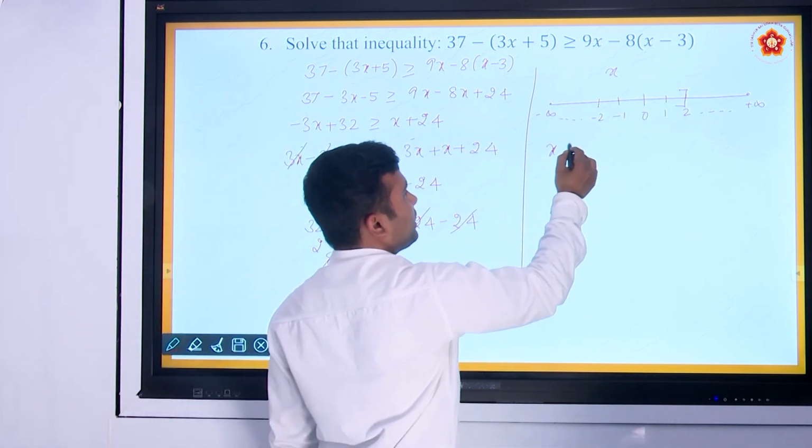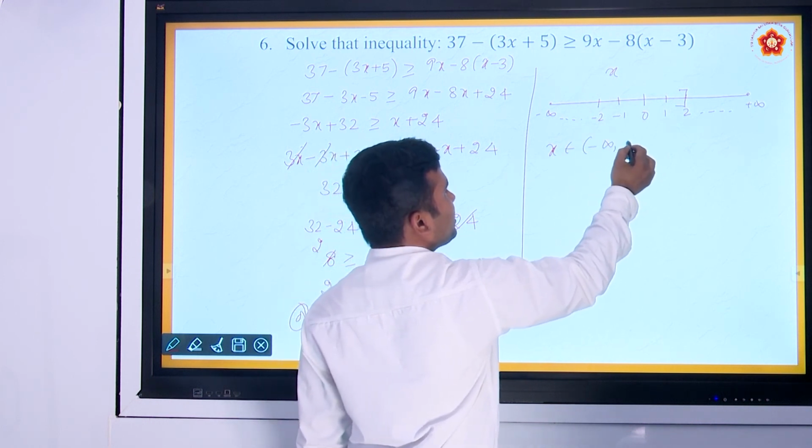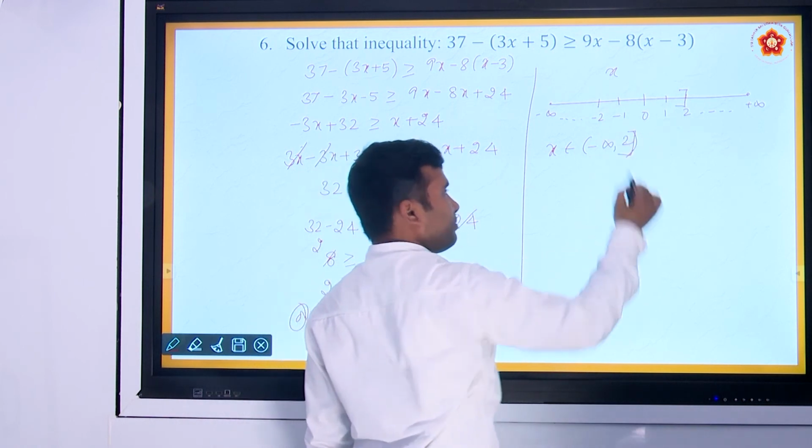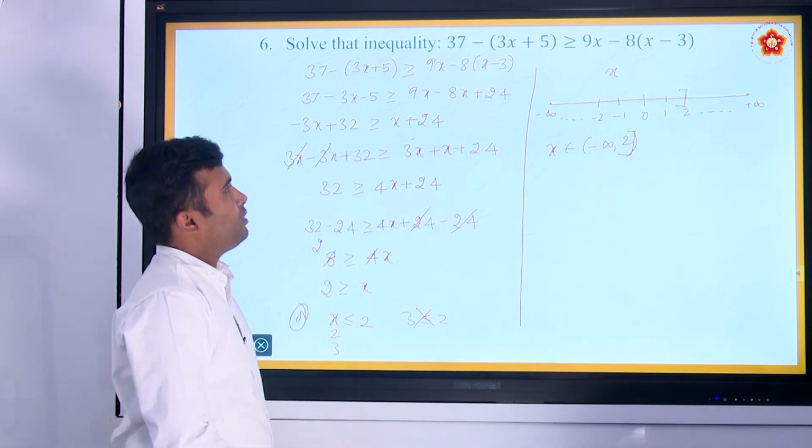Therefore, I can write x belongs to the interval minus infinity, comma 2. This is a closed interval. Okay.